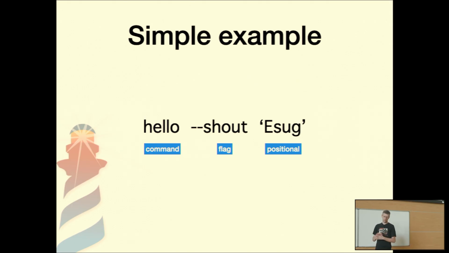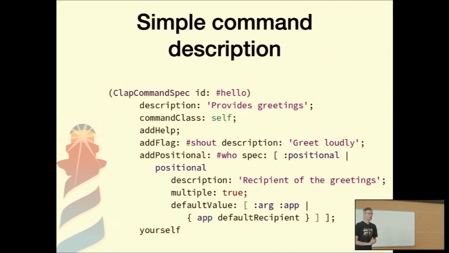So now let's take an example to work a bit on it. A simple command, hello world, there is a flag and a positional. How would I describe this command in CLAP? I hope it's big enough so that you can see, but after I will show you in Pharo. So you instantiate a CLAP command spec, you give it an ID. This ID will be the name of the command you will use. You will see later. You give it a description. You specify the command class. Usually it is self. We will see that later.